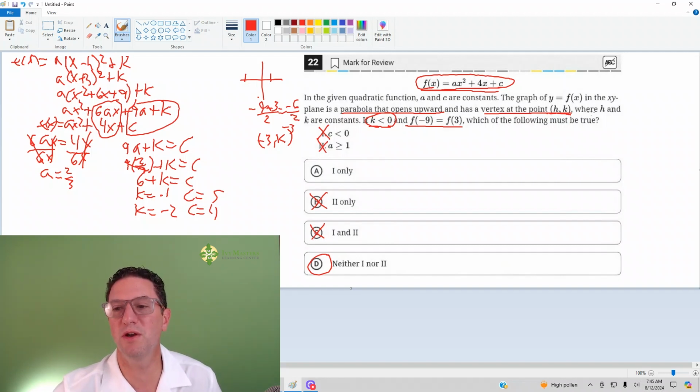And the vertex at the point (h, k), h and k are constants. k is less than 0. f of negative 9 equals f of 3. We're going to start with this: f of negative 9 equals f of 3.